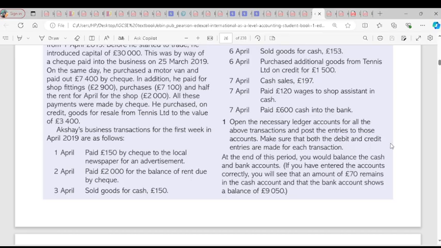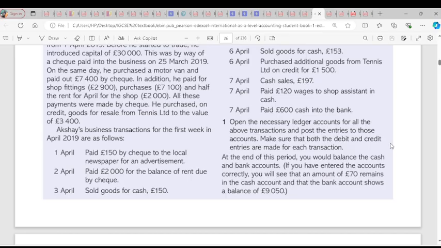Now, the business transactions for the first week of April 2019 are as follows. On the 1st of April, paid 150 by cheque to the local newspaper for an advertisement. So we're going to have an advertisement account, which will have a debit balance, and in your bank account you'll have advertisement for 150 on the credit side. We know that advertisement is an expense, that's why it is a debit. You pay through the bank, so you have it there. Is it clear?